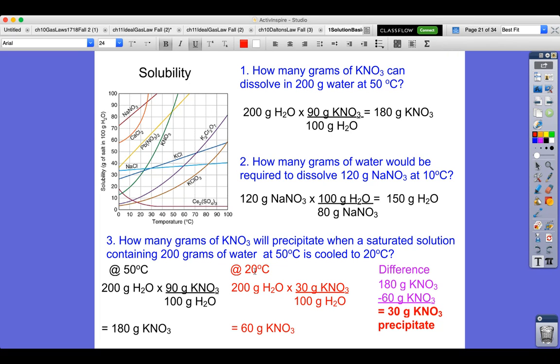Now at 20 degrees Celsius, you can dissolve significantly less. You can see that you can only dissolve about 30 grams of potassium nitrate in 100 grams of water at that temperature. So, since you have 200 grams of water and only 30 grams of potassium nitrate can dissolve for every 100 grams of water, that means you could only have 60 grams of potassium nitrate at that temperature to be a saturated solution. So what we then do is look at the difference between what you can dissolve at the higher temperature, which is 180 grams, and what you can dissolve at the lower temperature, which is 60 grams, and you can see that 120 grams of potassium nitrate would precipitate. So bottom line, just use dimensional analysis to solve these problems, just like we've been doing all year.